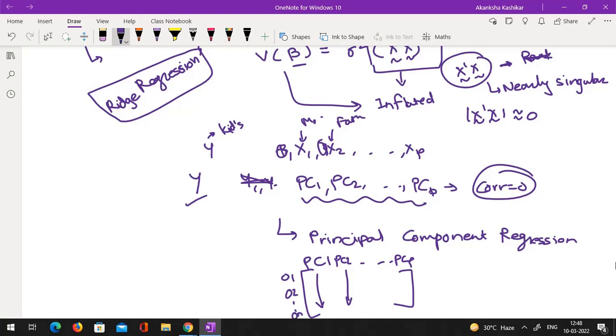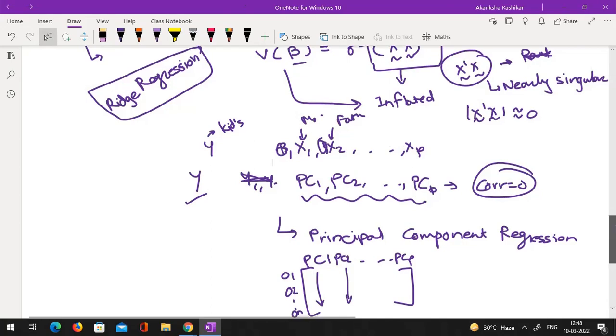But if your aim is purely prediction, if you are not too bothered about why you get a particular prediction, if your aim is just prediction accuracy, then principal component regression will give you better results than usual regression if there is a multicollinearity issue. How to detect whether multicollinearity is present, you will discuss in detail in your regression course.